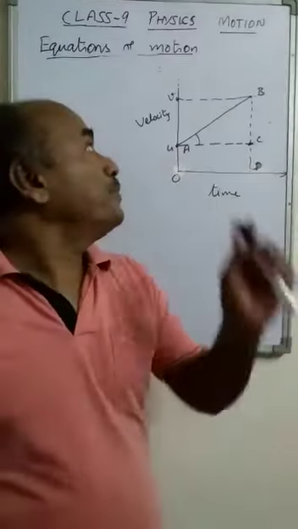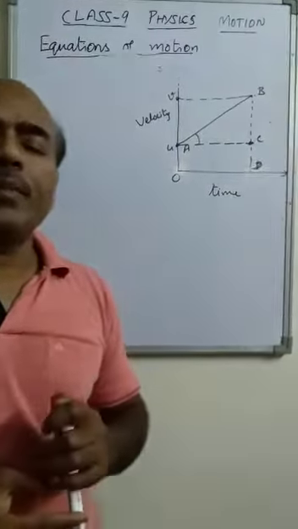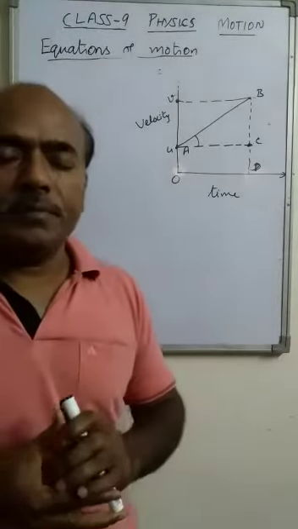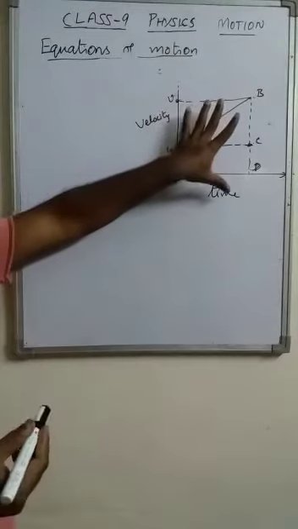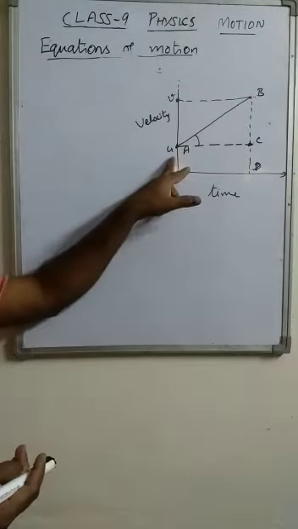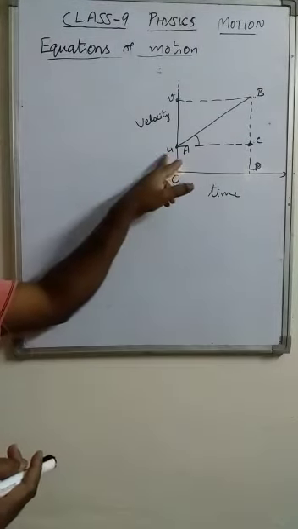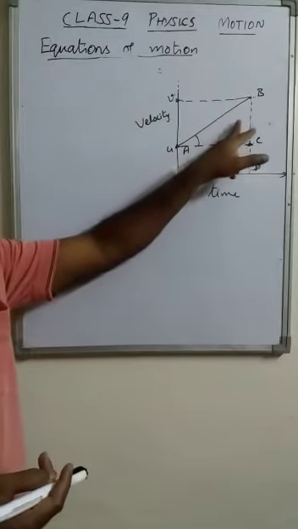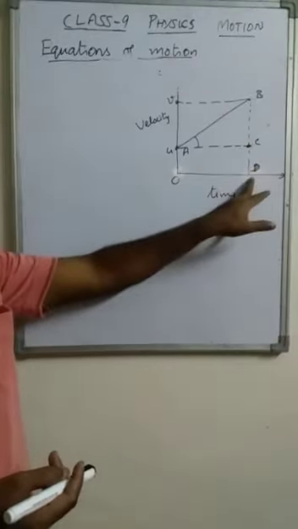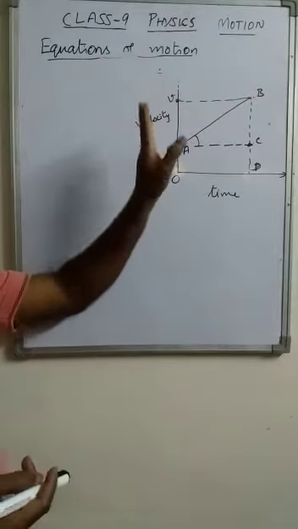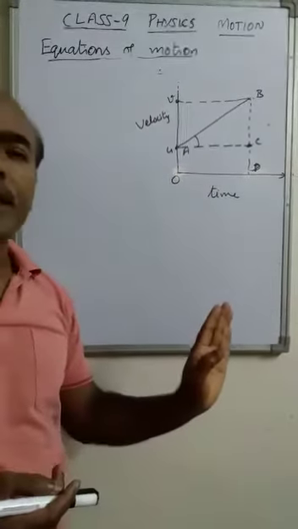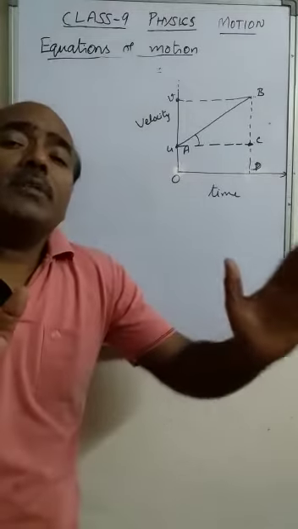Hello children, let us continue with the second equation of motion. For this, again the same graph. Consider an object traveling with velocity u and in accelerated motion. After some time t, its velocity becomes v. During this accelerated motion, it covers some distance also.